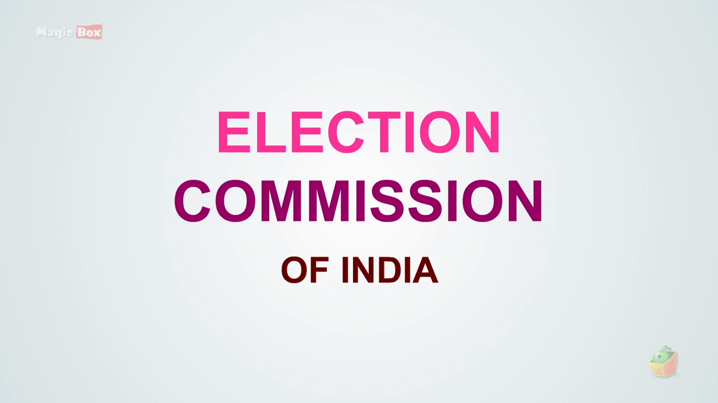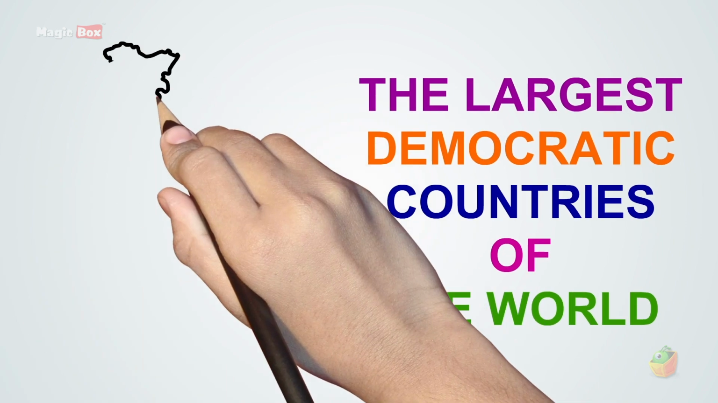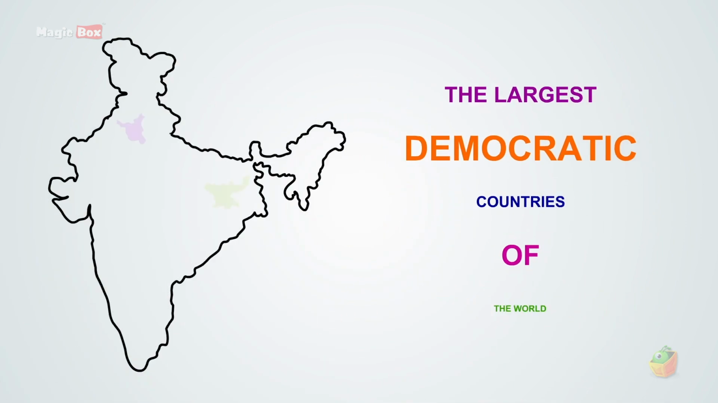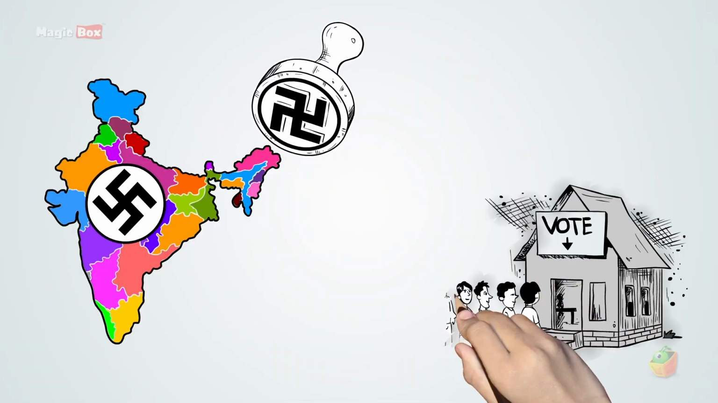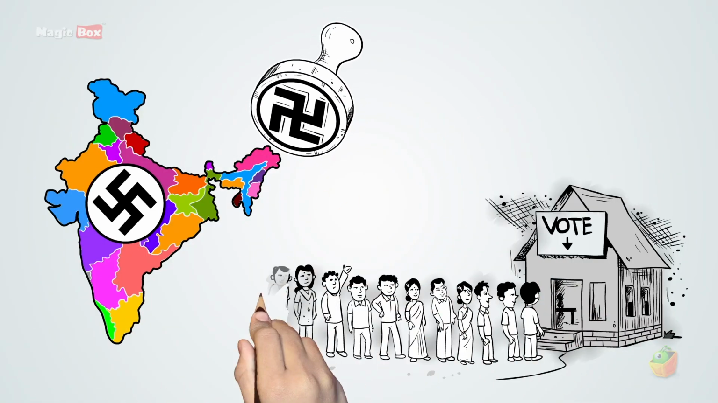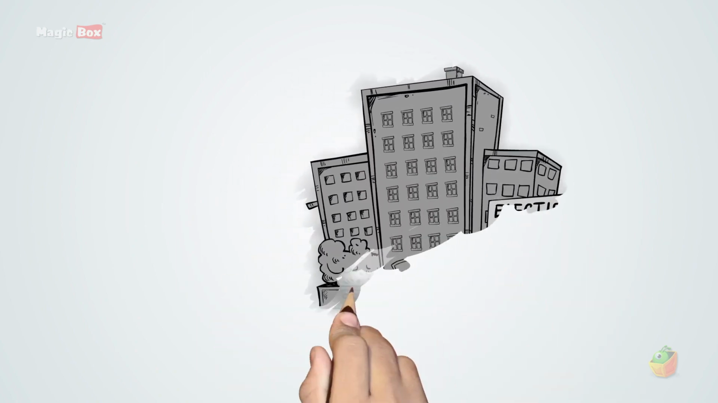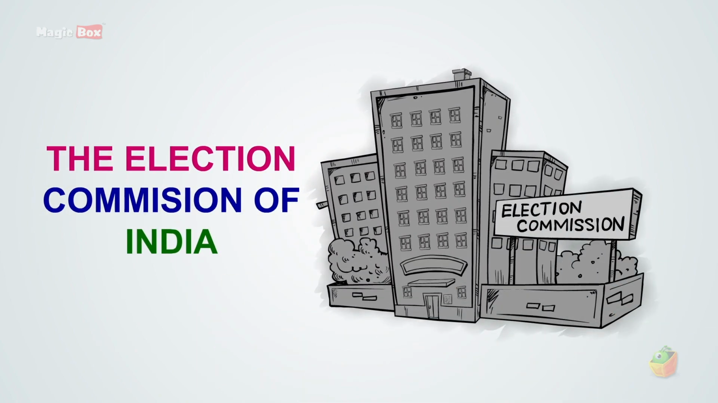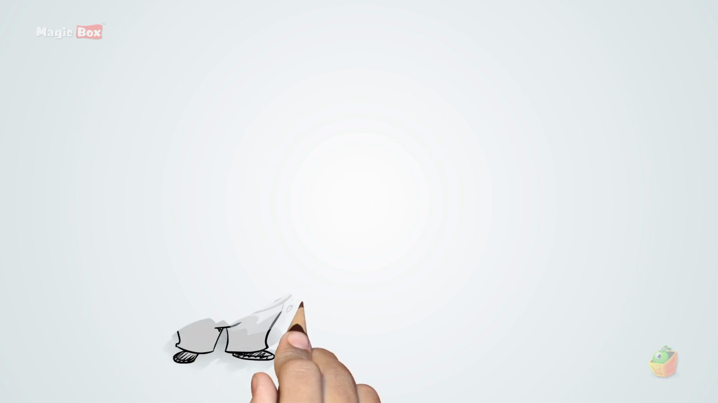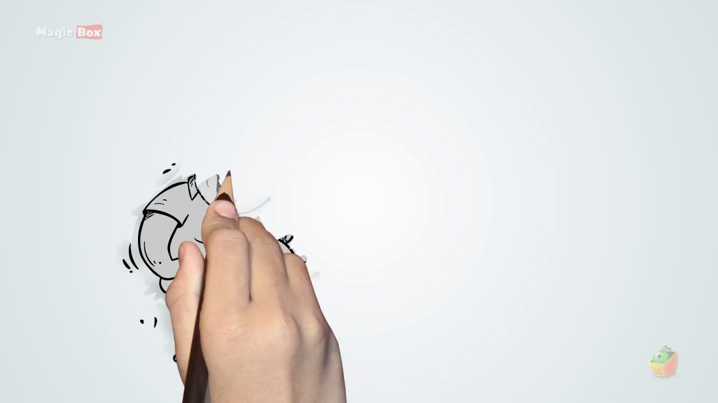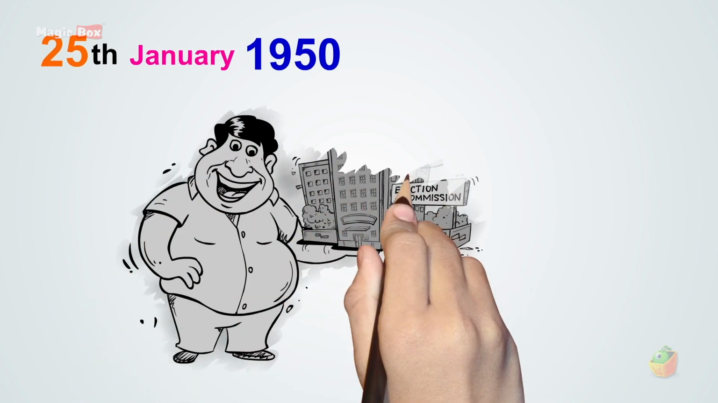Election Commission of India. India is one of the largest democratic countries of the world and its government is elected by the people. The task of conducting elections is carried out by the Election Commission of India. This permanent constitutional body was established on 25th January 1950.